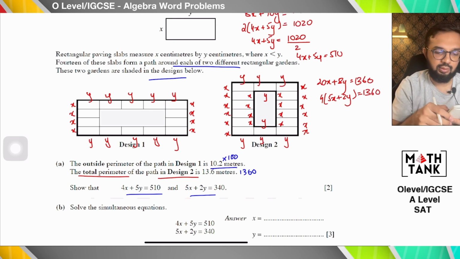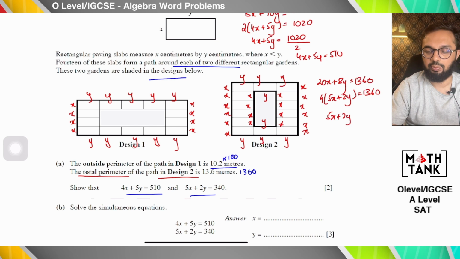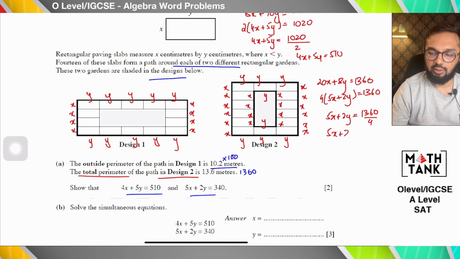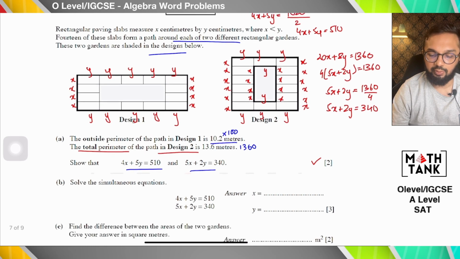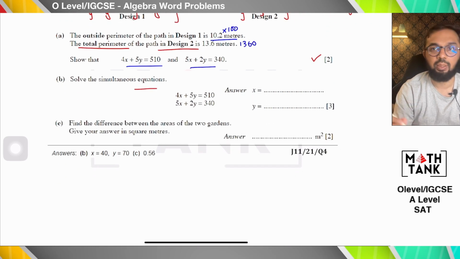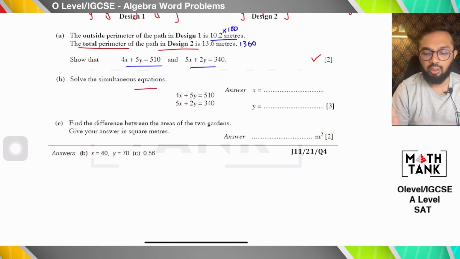Let's see what 1360 divided by 4 is. If it is 340, yes, that is 340. So 5x plus 2y equals 1360 divided by 4. 5x plus 2y equals 340. Now, even if you weren't able to do these 2 marks, you can still go on and solve the simultaneous equations, and that shouldn't be a problem at all.